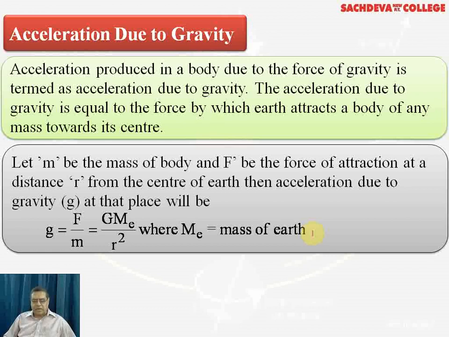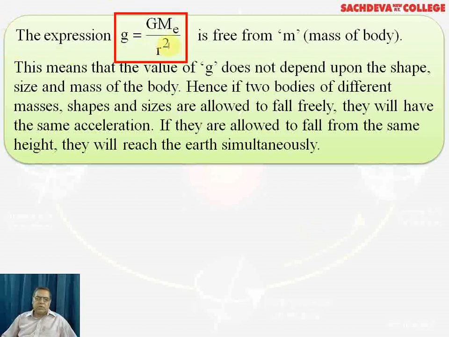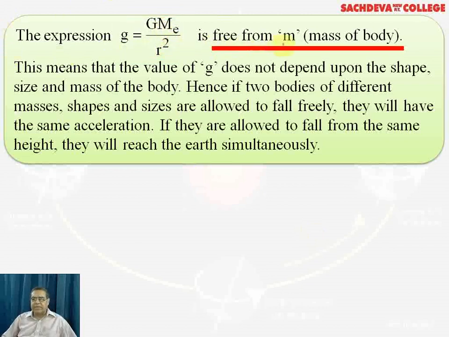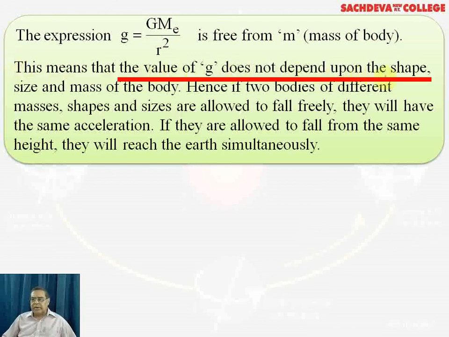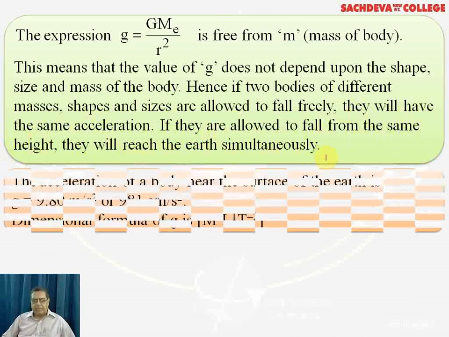M is the mass of Earth. The expression g equals G M e over R squared is free from the mass of the body. So this is an equation independent of the mass of the body. This means that the value of g does not depend upon the shape, size, and mass of the body. Hence, if two bodies of different masses, shapes, and sizes are allowed to fall freely, they will have the same acceleration. If they are allowed to fall from the same height, they will reach the Earth simultaneously.